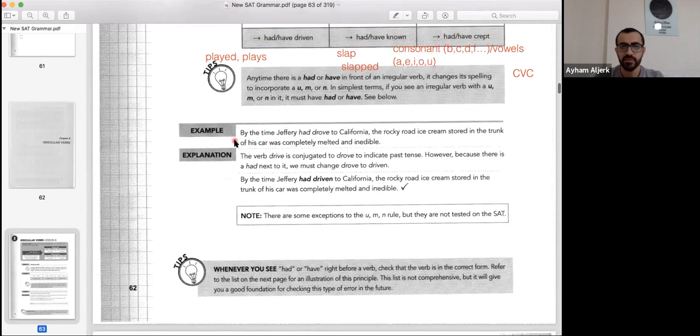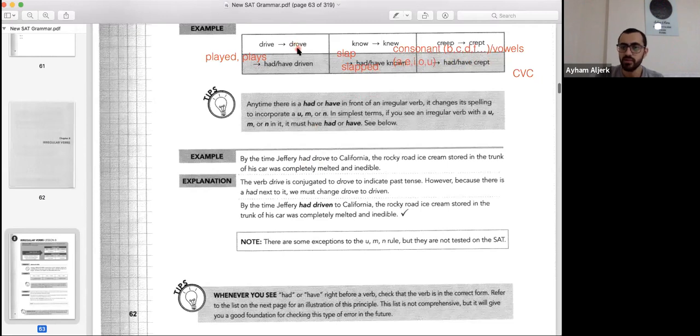Let's have more examples. By the time Jeffrey had drove to California, the Rocky Road ice cream stored in the trunk of his car was completely melted and inedible. Now we look at this sentence and we see what the problem is. Here we have had. So after had, we have a verb. Here it should be, it's past perfect, so it should be the past participle or the third form of the verb. But as we know, drove is the second form, it's the past form of the verb. So here we have a problem.